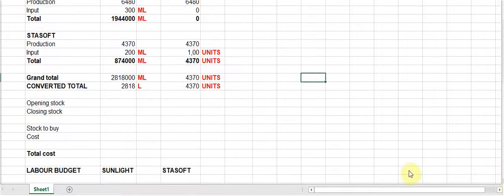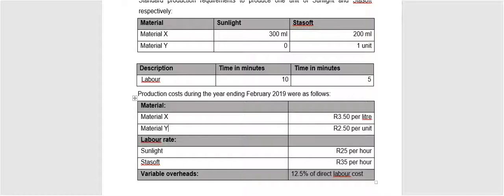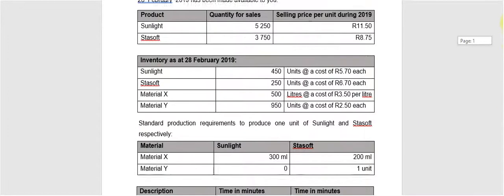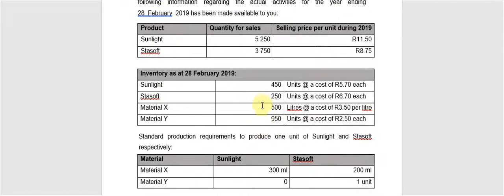Great. Now we need to go and look at the opening stock and the closing stock. The opening stock, again, should not be too difficult because the liters and the units were given. So if we go back to the question, you can see that it is 500 and 950. So 500 liters and 950 units. So that is given to us. That's opening stock at the beginning of the year.